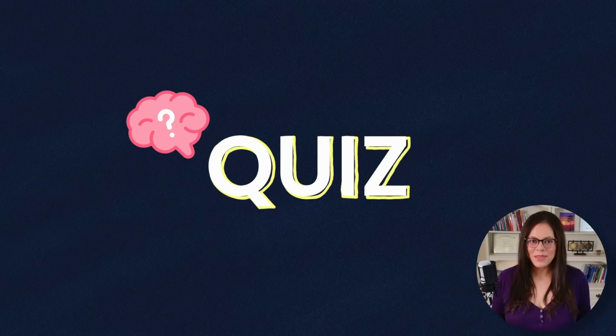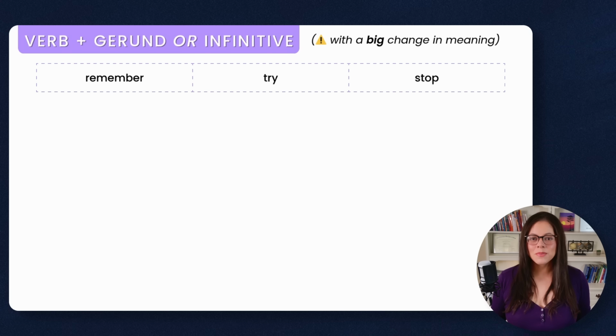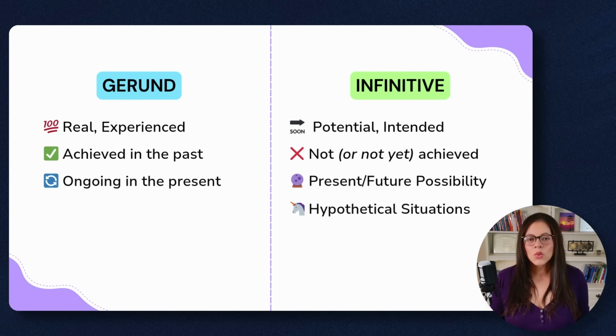Okay, now I'm going to test you to see if you've been paying attention. Let's look at some more advanced examples of verbs where the difference is much stronger. Read each sentence and fill in the blank with the gerund or the infinitive form. Remember to keep the perspective in mind. Gerund for things that are real, experienced, or completed in the past, and infinitive for things that are possible, not yet completed in the present, or intended for the future.